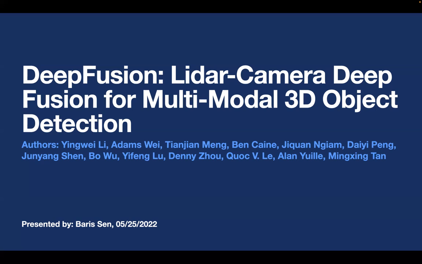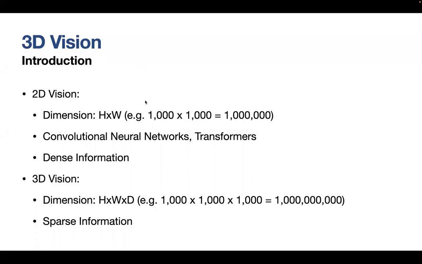Welcome. Our paper is DeepFusion: Lidar-Camera Deep Fusion for Multi-Modal 3D Object Detection. So let's start with some background. First, we had some papers about graph neural networks, and then some papers about recommender systems. So it is time to go back to the vision part. I just want to go over the challenges of 3D vision and 2D vision, how they relate to each other, what the challenges are, and what this paper is trying to accomplish in 3D vision.